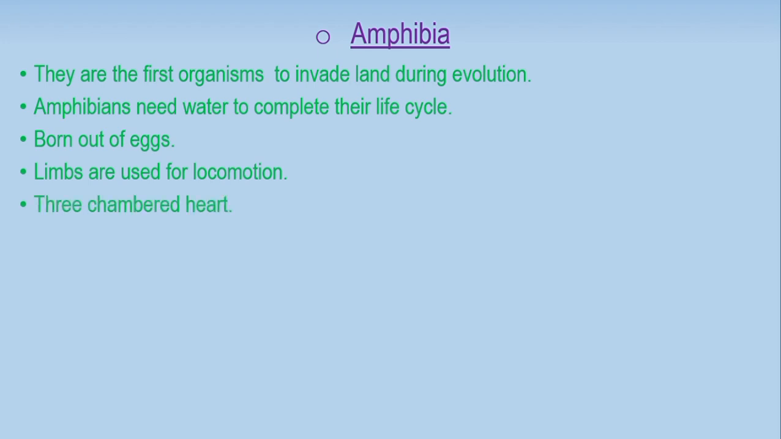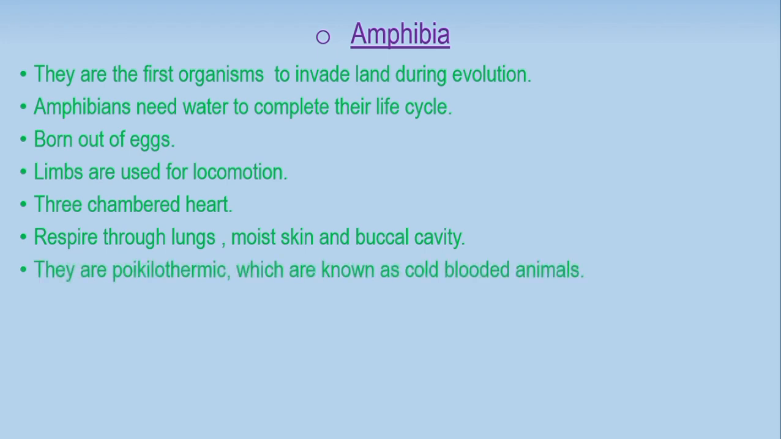And they have a three-chambered heart with two atria and one ventricle, and they respire through lungs, through the moist skin, or buccal cavity. Buccal cavity means through the mouth, and they are poikilothermic. That means the cold-blooded animals. The special name is poikilothermic. It means they change their body temperature with the change of the environmental temperature, right?